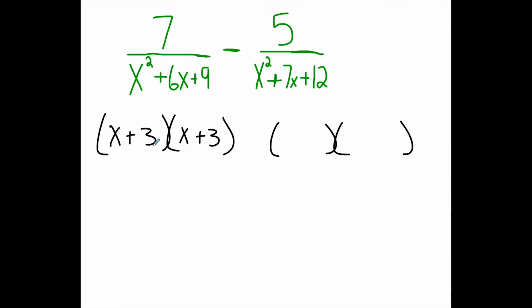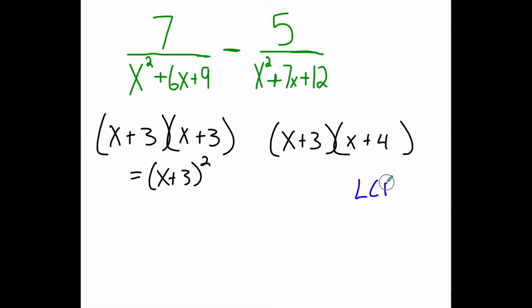Now, if they are the same, we do need to note that this is the same thing as x plus 3 squared. Because when you multiply something by itself, that's like squaring it. So that you do have to note. That's the only time where you need to rewrite it like that, when it's the same thing. And here we have x plus 3 and x plus 4. And that's because 3 times 4 is 12 and 3 plus 4 is 7.